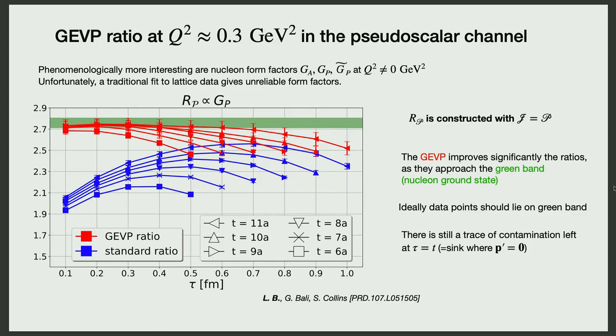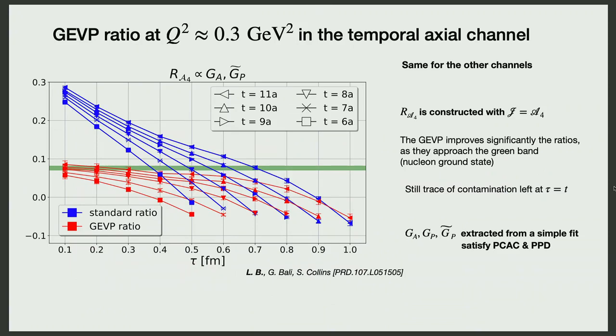But you see that at the sink, there is still some trace of contamination left. Remember, we use only nucleon-pion operators with relative unit momenta. We do not include in the GEVP N-pi-pi, S-wave, or N-pi with relative high momenta, which are also important and can contribute a few percent, which is missing in this picture here. And the same happens for the other channels, say A4 and the spatial current. So everything looks consistent with chiral perturbation theory, but there is some trace of contamination left at the sink.